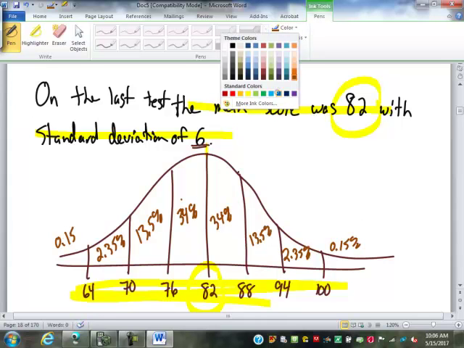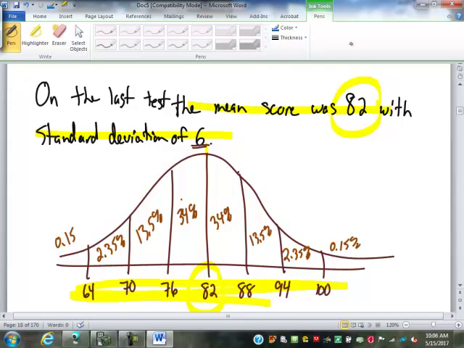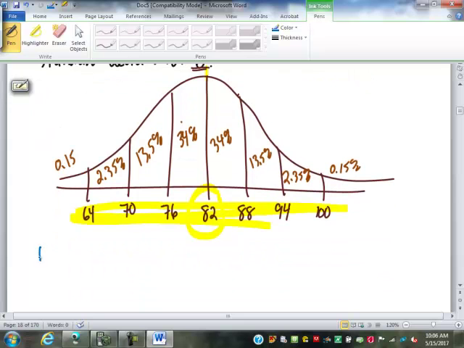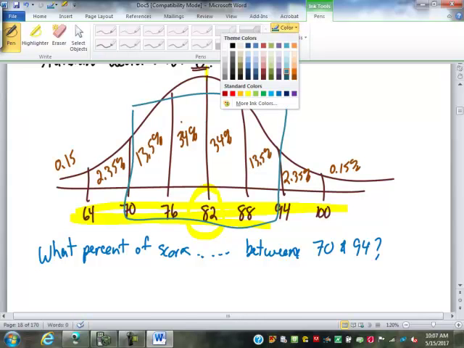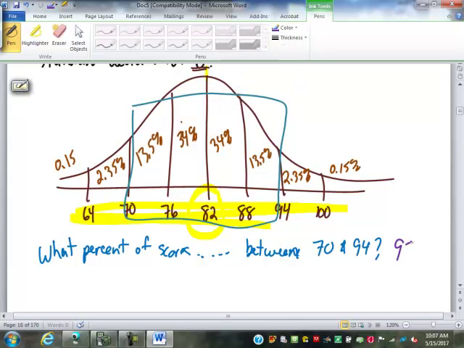So if I ask you, what percent of scores would you expect to be between 70 and 94? Well, here is 70. Here's 94. If I add up those percents, it should add up to be about 95%.